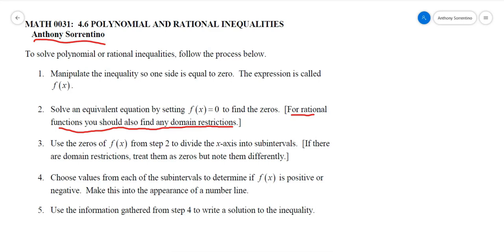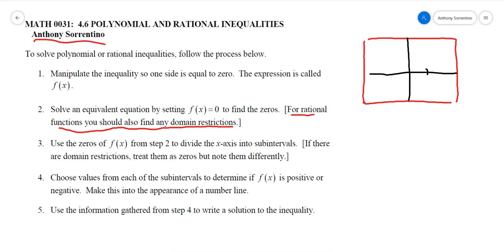So when we find the zeros, those are obviously going to be points we want to test. But rational functions, if you go back and remember when we were graphing them in the previous lesson, which is why we went through that beforehand, if I have a rational function, let's say it has a vertical asymptote at 3, your graph could be doing something along the lines of this.